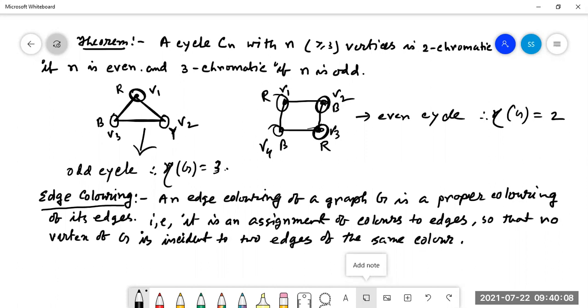So here, incident to this vertex, this edge and this edge are the incident edges. So if we give this a color of yellow, then this edge cannot be yellow, this edge cannot be yellow. This edge may be violet, and this edge may be sky blue.